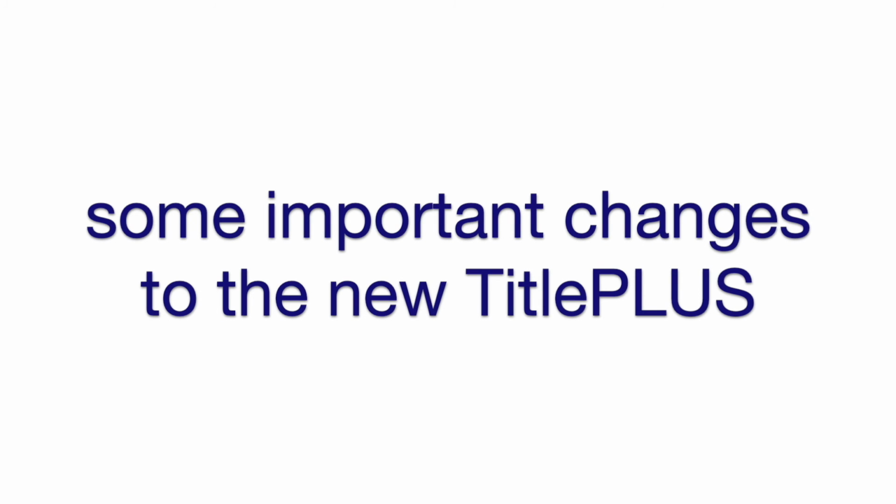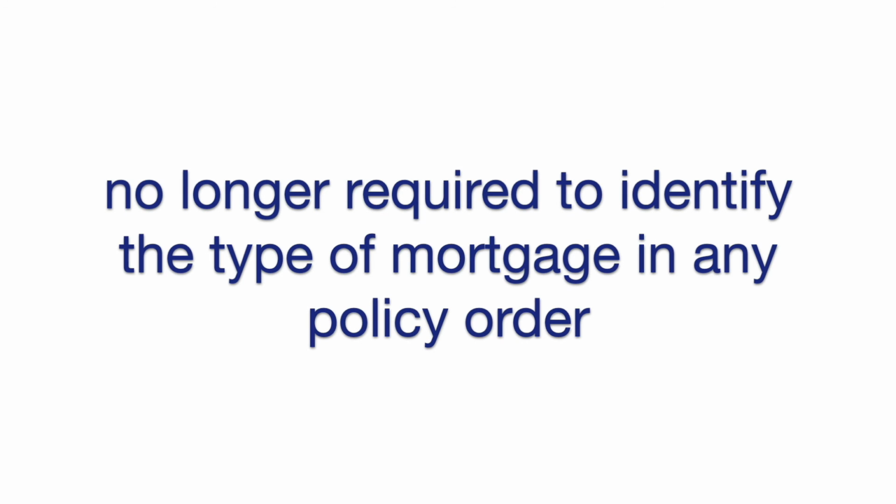So here's a quick rundown of some of the important changes to the new TitlePLUS. There will be one-step issuance of policies, so there's no longer any need to log into the system after closing to complete the issuance and enter registration details. It's no longer one policy. The new TitlePLUS has two separate policies, one for the owner and one for the lender, depending on your need. The user is no longer required to identify the type of mortgage in any policy order.